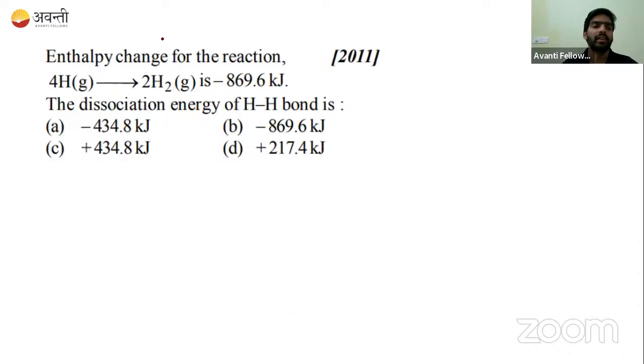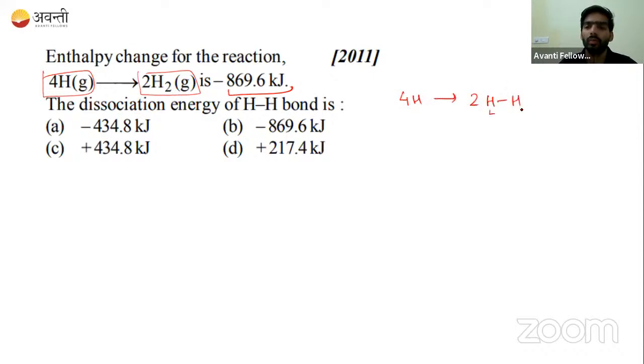Enthalpy change for the reaction. Okay, enthalpy change for the reaction is given as minus 869.6 kilojoule. Here we have 4 hydrogen, that is, single hydrogen atoms. So 4 hydrogen atoms are getting converted to 2 moles of H2 gas.